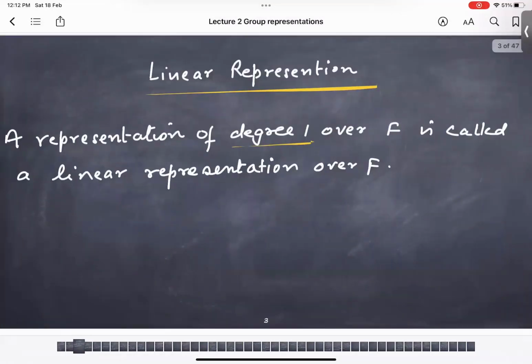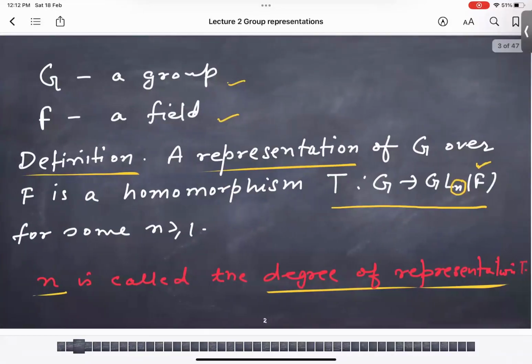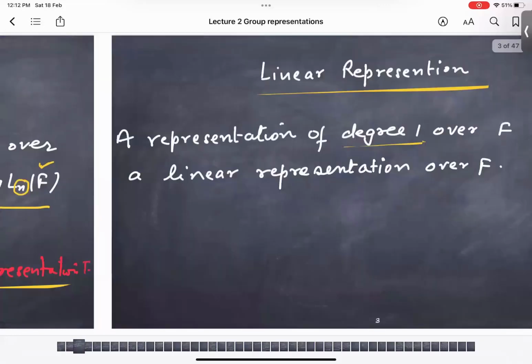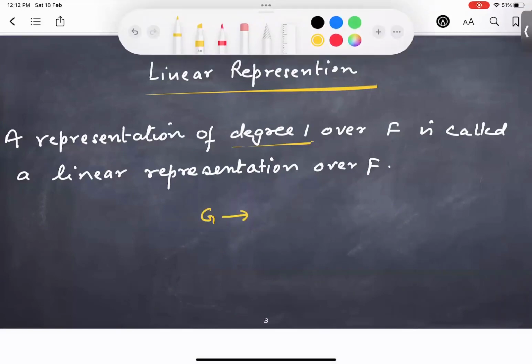So what is a linear representation? A linear representation is when n is 1. So it's a homomorphism from G to the non-zero multiplicative group of a field. So a homomorphism from a group G to the non-zero elements, so GL_1(F). GL_1(F) means non-zero elements of F, which is a group under multiplication. So any homomorphism from G to non-zero elements of a field is a linear representation of G.